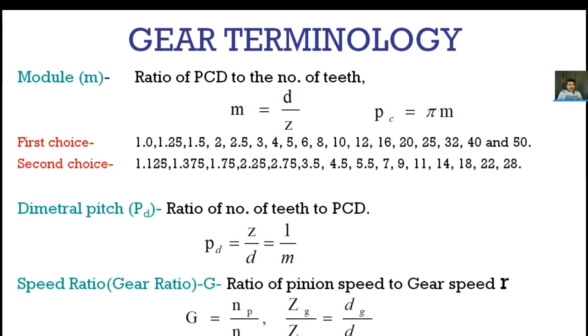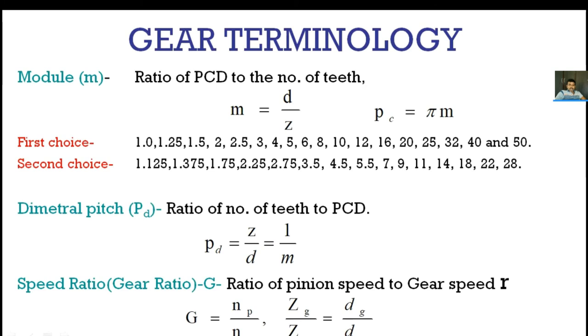Peripheral velocity is equal to pi dN by 60. So D is inversely proportional to N. What is N here? N is the speed, right? So speed is inversely proportional to diameters. Okay, so that's why NP by NG is equal to inversely proportional DG by DP.